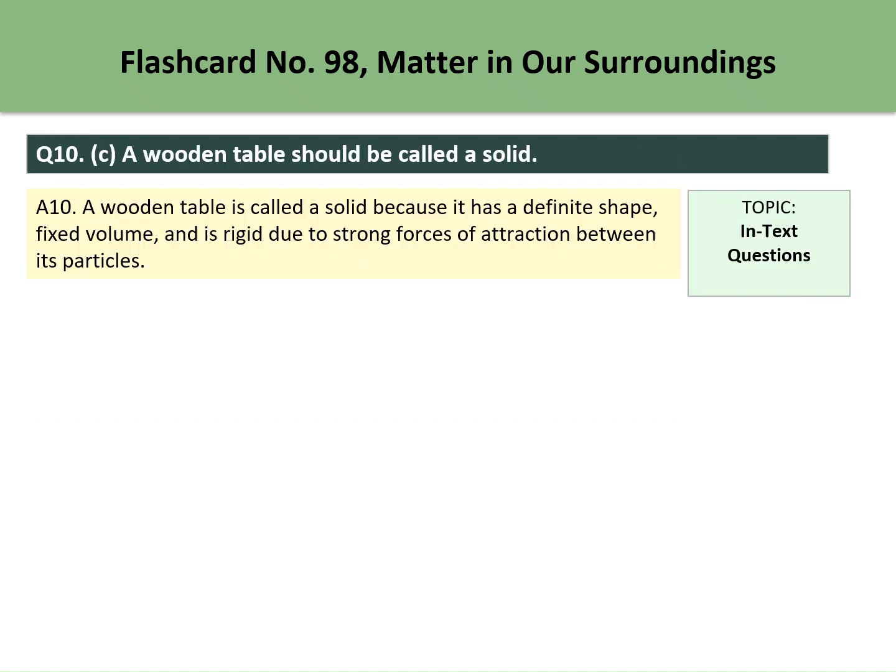Next. A wooden table should be called a solid. A wooden table is called a solid because it has definite shape, fixed volume, and is rigid due to the strong force of attraction between its particles.